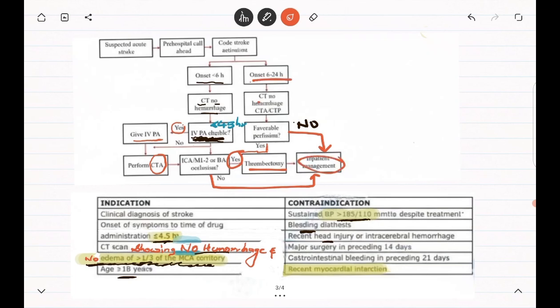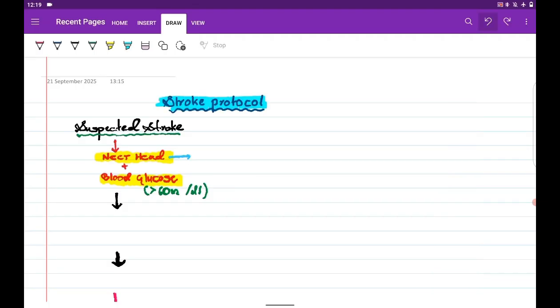Now, if the onset is between 6 hours to 24 hours, we will obviously do NCCT to rule out hemorrhage. Along with that, we will do CT angiography and CT perfusion. CT angiography will show large vessel occlusion and CT perfusion will show the salvageable penumbra. If these things are present and he is eligible, then we will go for thrombectomy again. If not, then inpatient management. I have written down the things for you and made it simpler here.